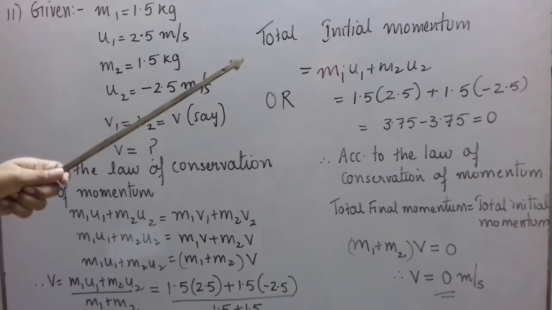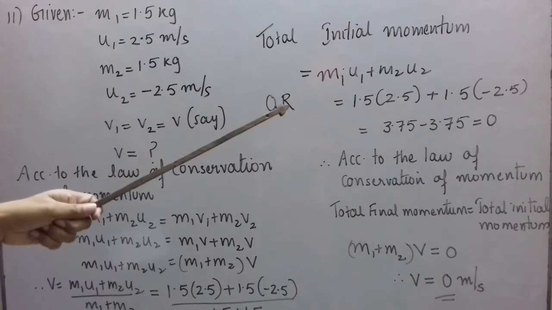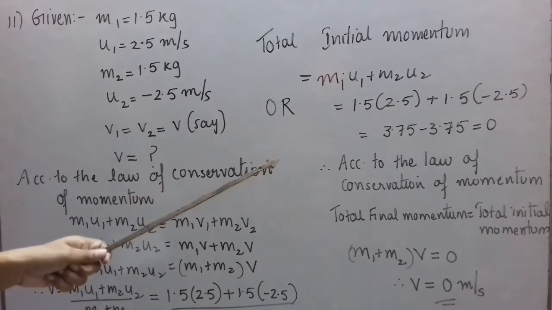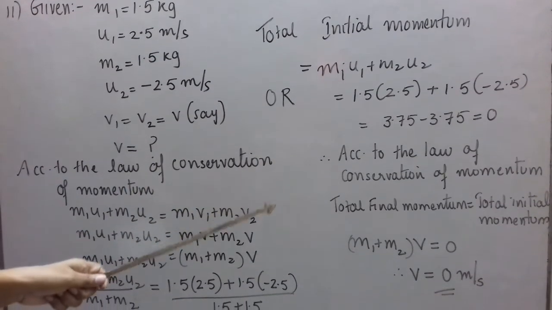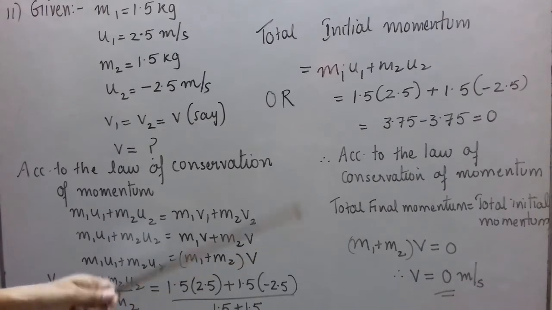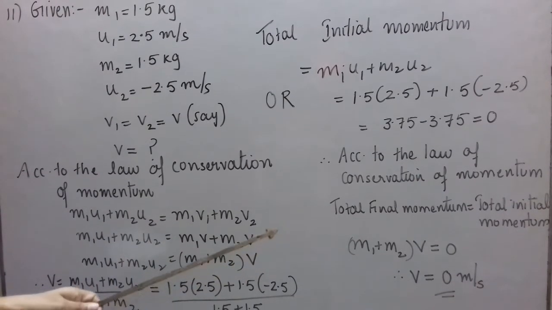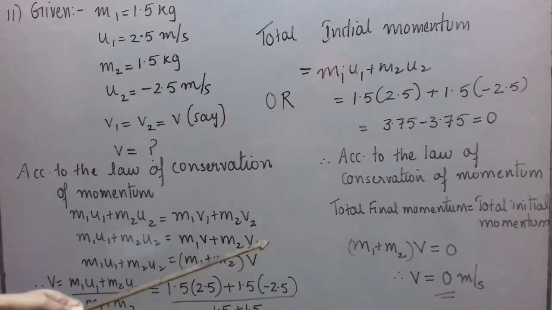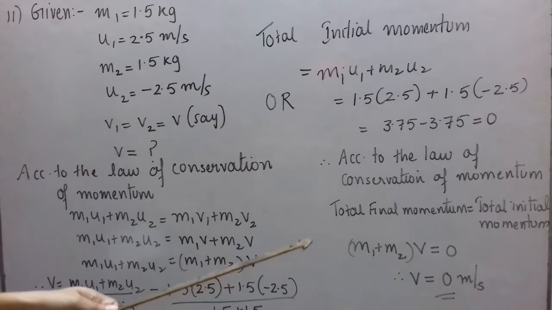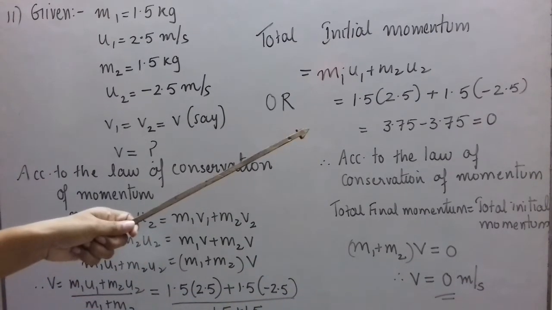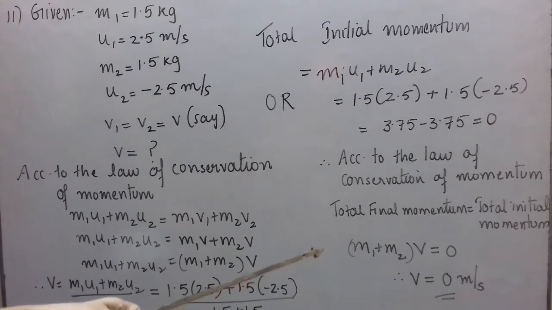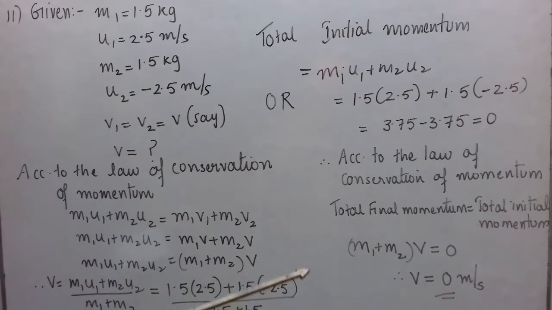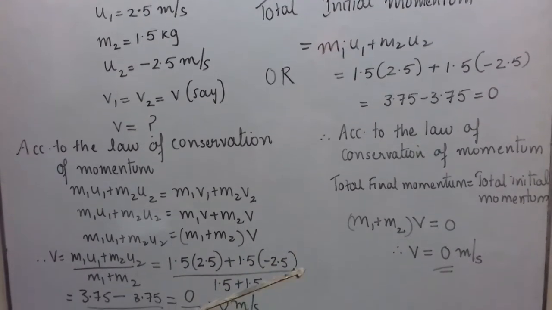Or we can also write it this way, although it is quite similar. Total initial momentum is m1 u1 plus m2 u2. I have put the values and the answer is 0. According to the law of conservation of momentum, total final momentum is equal to total initial momentum. You can write total final momentum is m1 plus m2 into v, because the two bodies stick together and their velocity will be the same. Now what is the initial momentum? We have calculated 0. So m1 plus m2 into v is 0. m1 plus m2 is positive. So obviously v is equal to 0 meter per second.